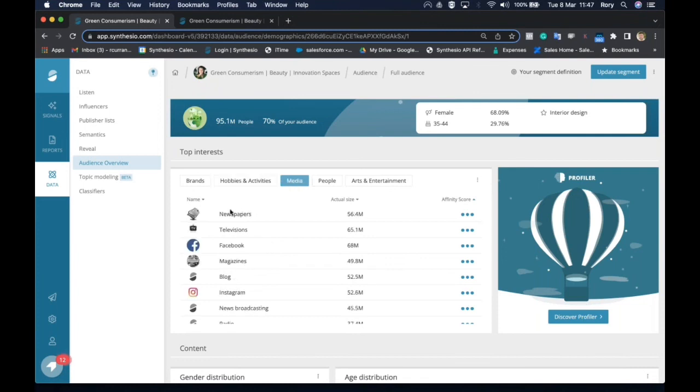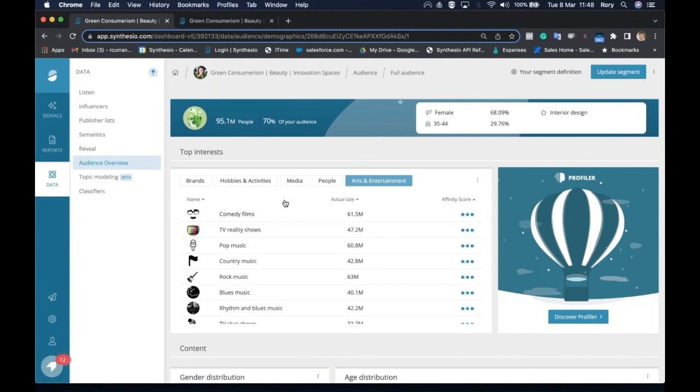We can then also understand the media that they consume. And again, this is all based on their behaviors and the time that they spend online. This essentially tells us that the way in which our audience enjoys consuming information is in the form of newspapers, television, Facebook, magazines, blogs, and forums, in addition to understanding specific interests around arts and entertainment, so we can get a very holistic and very detailed understanding of our consumers.